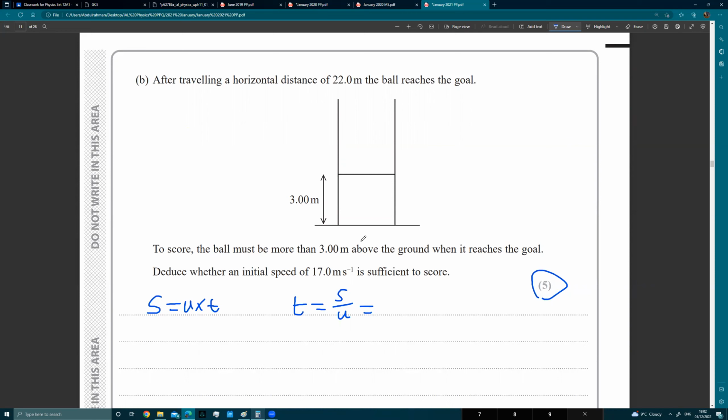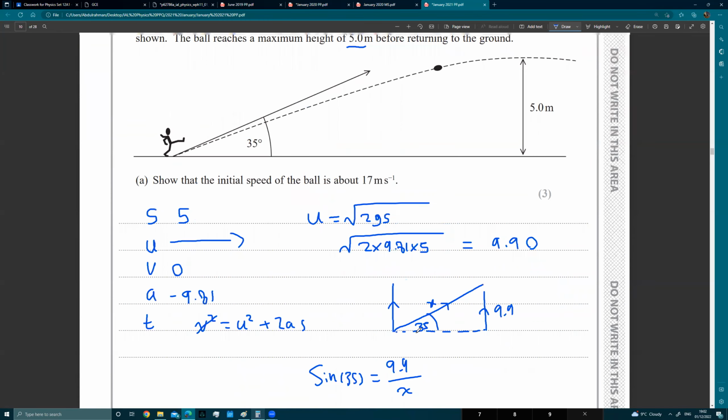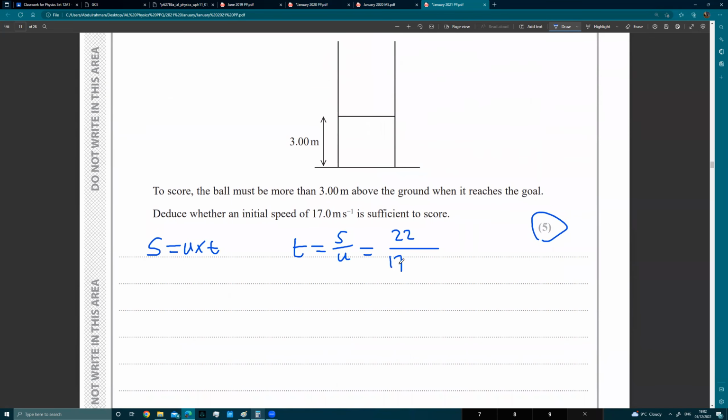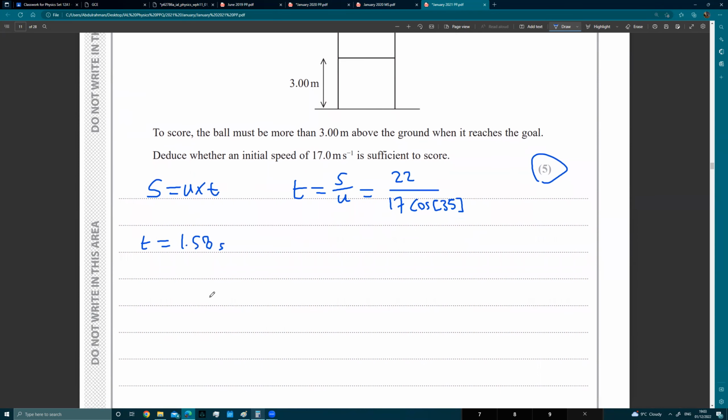Okay, now I kind of know what to plug in, because it says after traveling a horizontal distance of 22 meters, i.e. 22 meters horizontally, divided by the initial velocity, which is going to be u cosine the angle. What's the angle? 35. So u is 17 cosine 35. What do we get as a time? 1.5798. Rounded to 3 figures, 1.58 seconds. Just to be sure. Yeah.